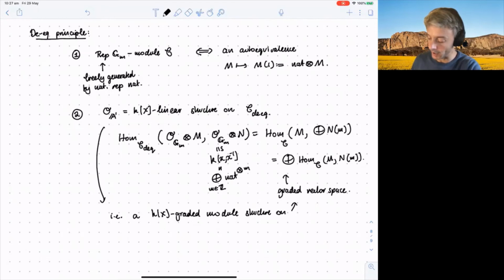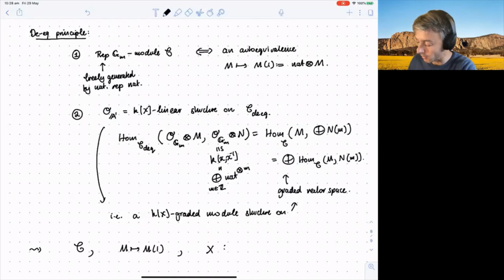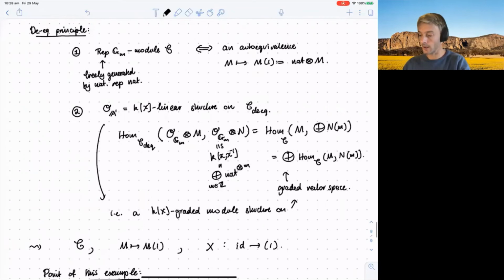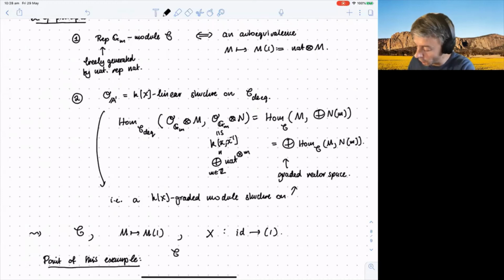And cooking this down a little bit further, so what do we want? We want C, our equivalence, M goes to M1, and together with X, which is a morphism of functors from the identity to... and the point of this example is that... so a category over A1 times GM. So this is somewhat geometric. I mean, it lives in the world of coherent sheaves, etc.